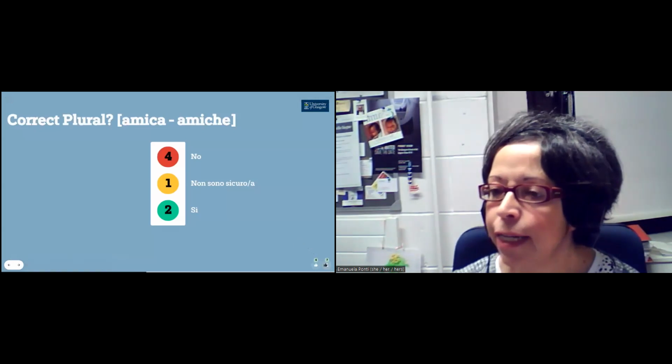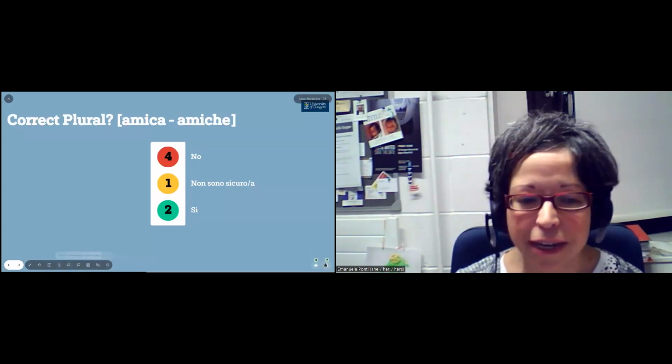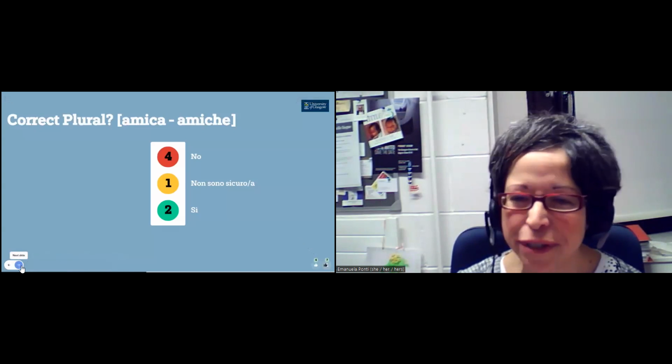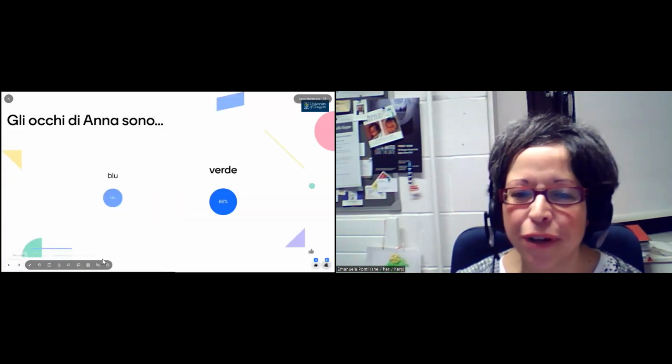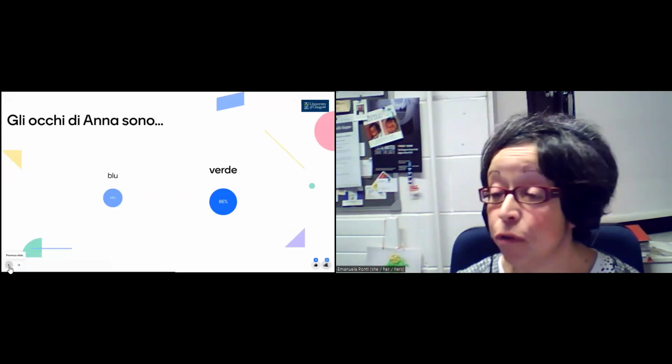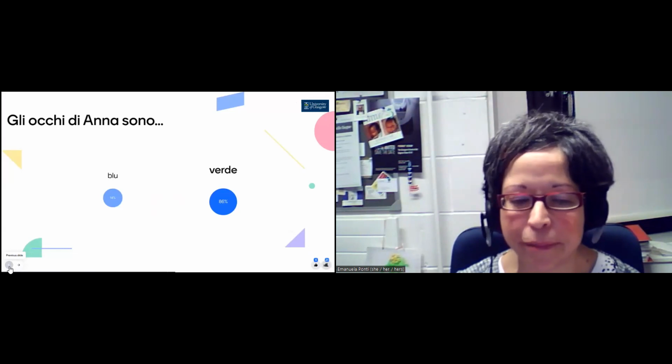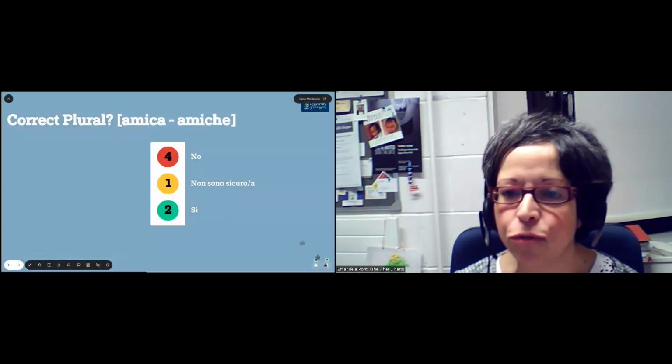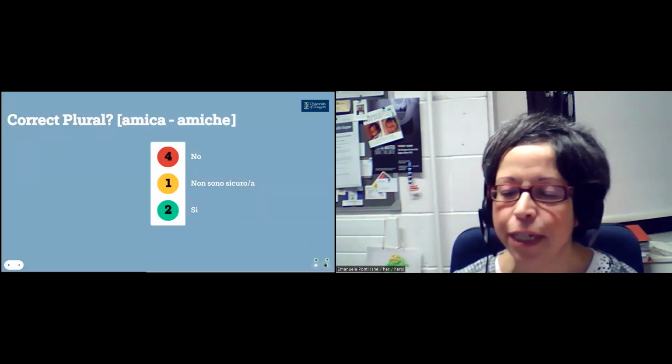The next few slides present examples of traffic lights activities. So we see the first traffic light, the second one, but also then an activity which is called this or that. So basically students have got to choose between one option or the other. I'll just go back to the first traffic lights activity.